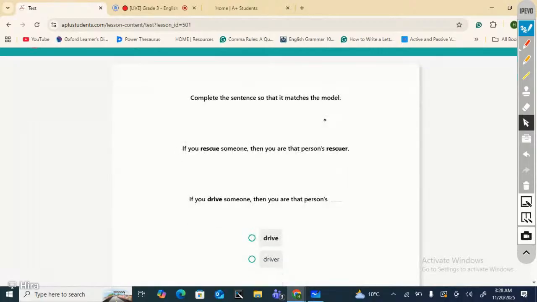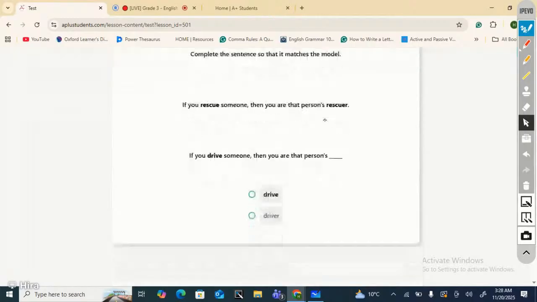Now complete the sentence so that it matches the model. We have a model sentence. This first one is a model sentence, and the second one is incomplete. You have to complete it so it matches this model. First one.